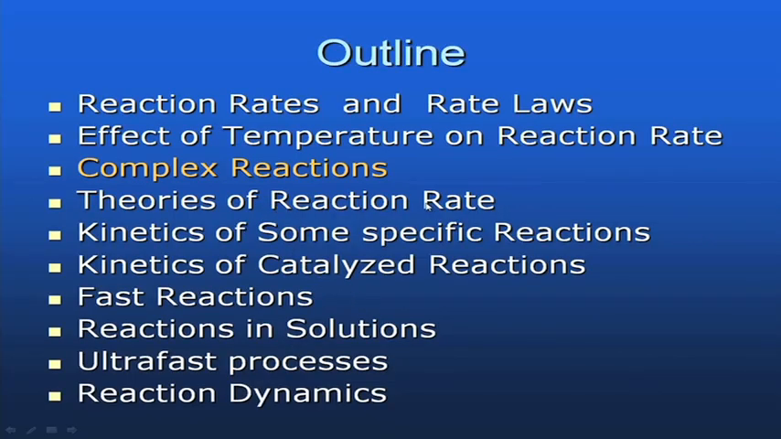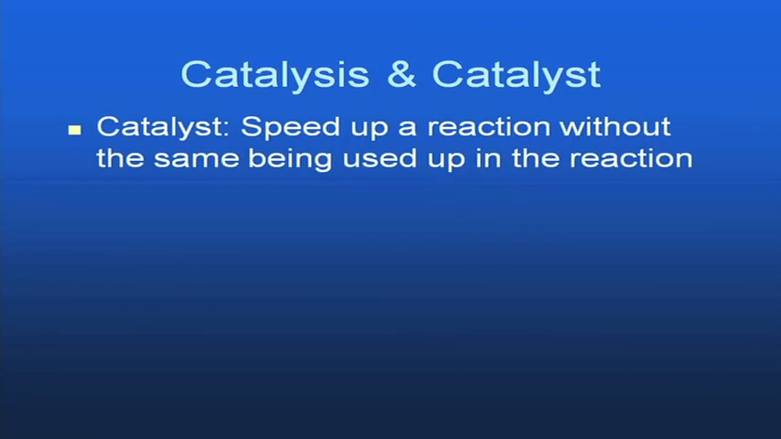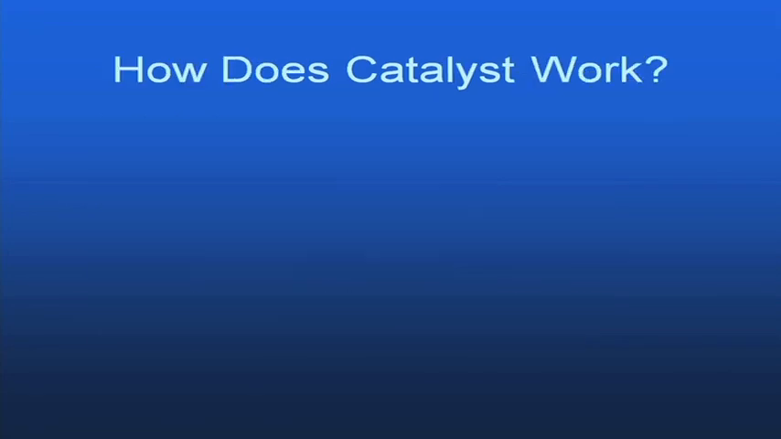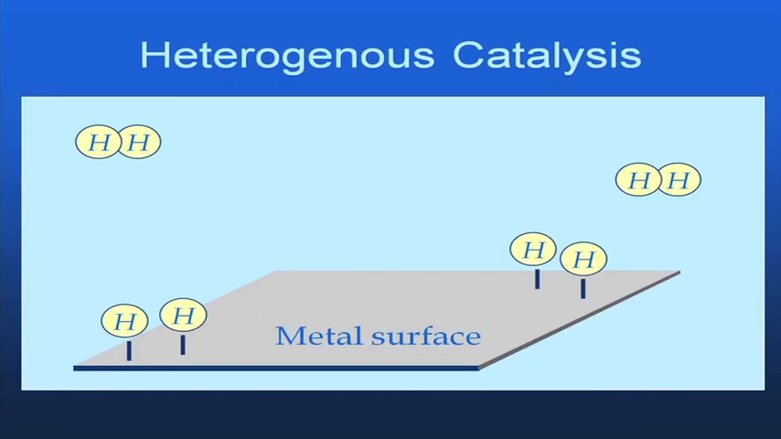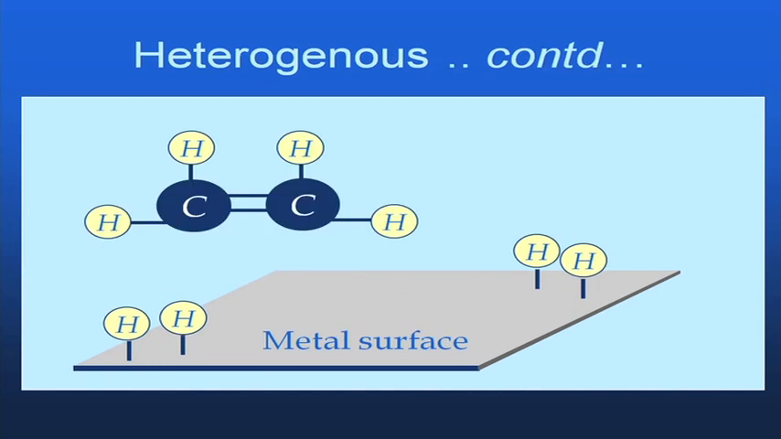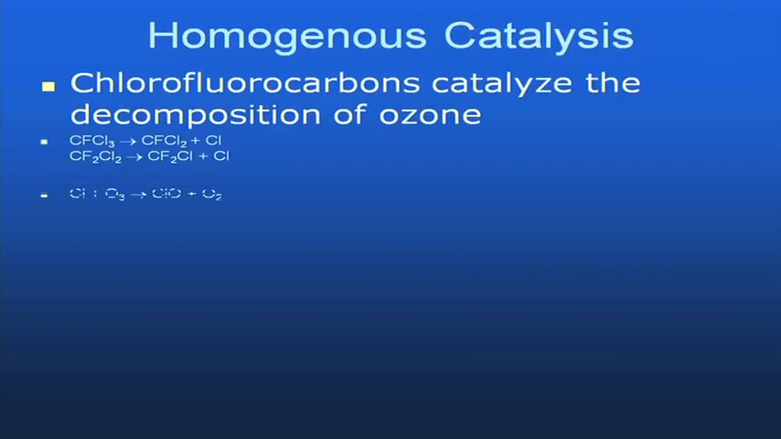But before that, what we have learned in this lecture is what is catalysis and what is a catalyst. Then we talked about homogeneous and heterogeneous catalysis. Okay. Then a classic example of heterogeneous catalysis is metal surface catalyzed reaction, that is hydrogenation of ethylene. And for homogeneous catalysis, one celebrated example is the depletion of ozone by chlorofluorocarbons, CFCs. Okay.